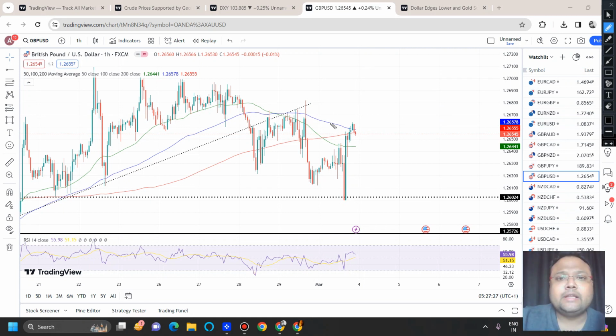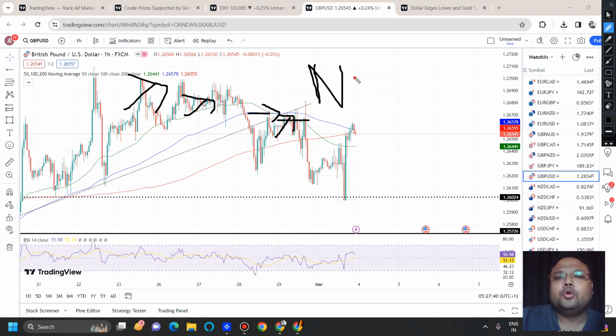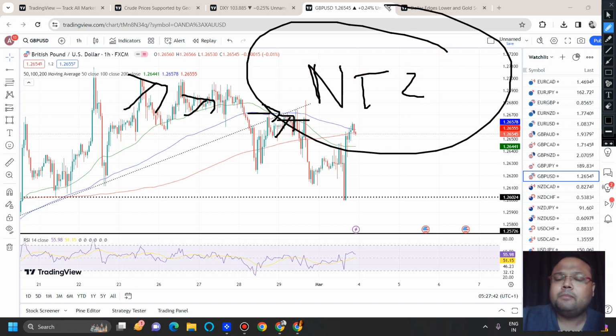experience and your strategy, because personally I will not be going for any position around this area, because I can clearly see that there are multiple price ejections. So obviously this is a no trading zone for me. But if your personal strategy says go for a buy, you can go for a buy.